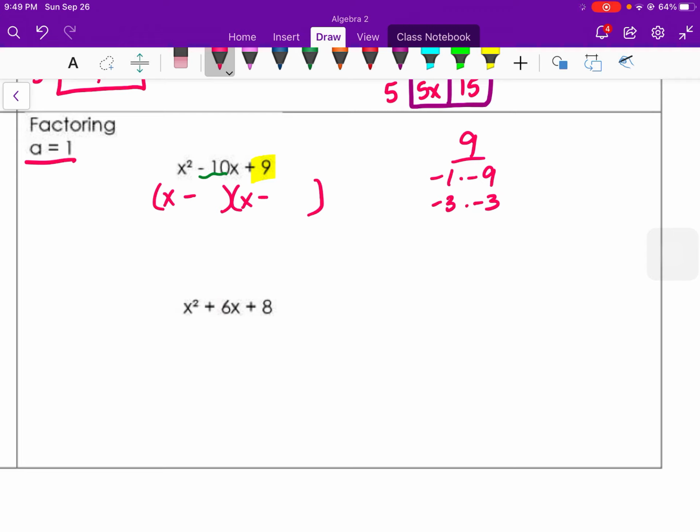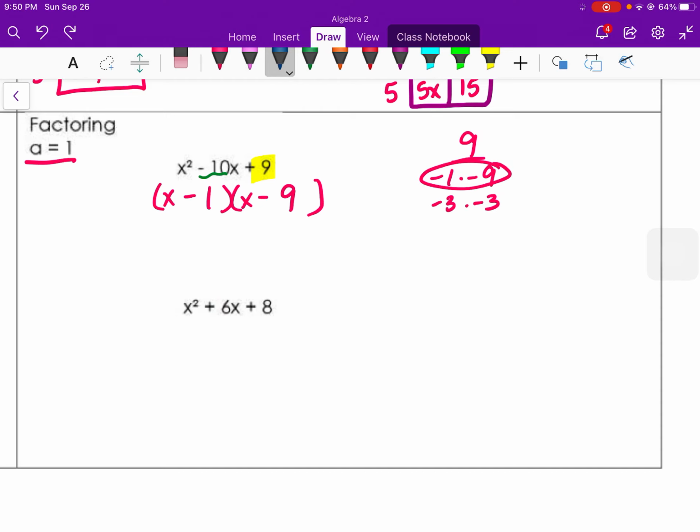These combinations will multiply back to positive 9, but they will add up to a negative sum in the middle, which is what you need. And in fact, it will be negative 1 and negative 9. So we can always check to make sure this works. The first one is going to be x squared. And the last terms are giving you the 9.